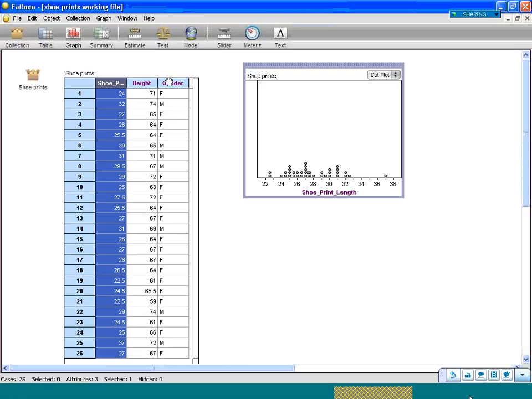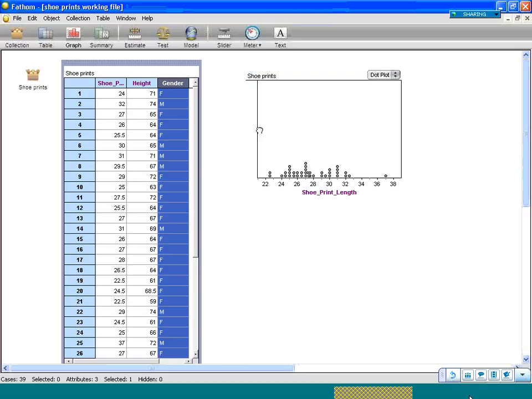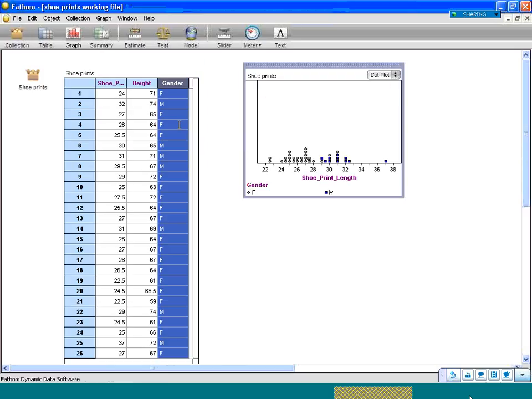And so Fathom will allow us, if we grab the gender variable, to add that in several ways. That time I drag and drop it onto the axis, and you can see that it's colored the male points blue and made them into squares, and it's left the female points as circles.